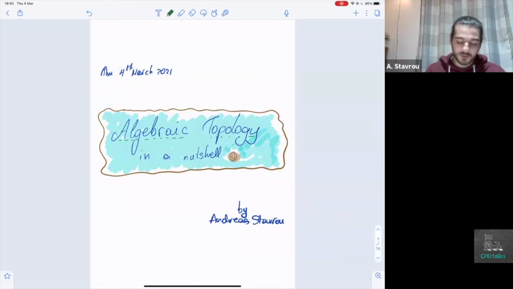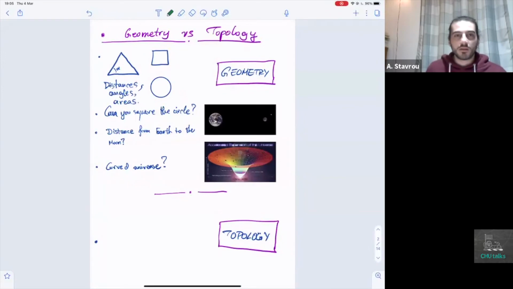Yeah, algebraic topology is the field of mathematics in which I'm doing a PhD. So let's start. Right. There is geometry and there is topology, and they both study shape, if you want. Because as a first thought, I would say that topology is the study of shape in some sense. And you might ask, right, isn't that geometry?